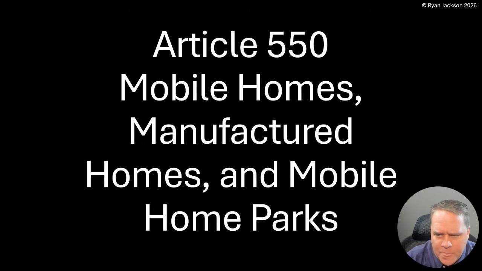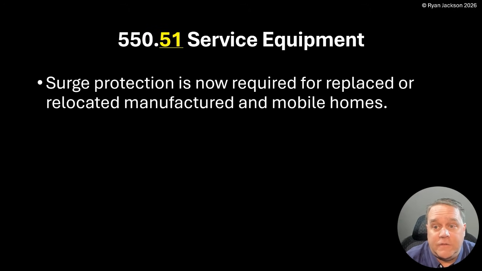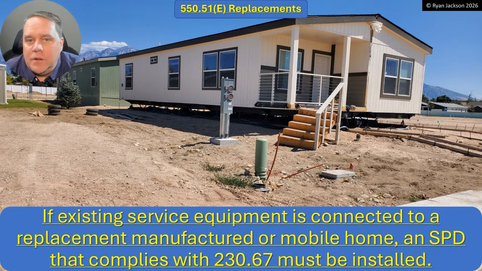So remember that, and let's take a look and see what Code Making Panel 7 did here for Article 550. All right, 550, mobile homes, manufactured homes, mobile home parks. 550.51, service equipment. Surge protection is now required for replaced or relocated manufactured and mobile homes. So remember that at the end of the day, a manufactured home, which is what this is, is a dwelling unit, right? And it needs to be wired as though it's a dwelling unit. So all the rules in chapters 1 through 4 apply, other than as 550 modifies them.